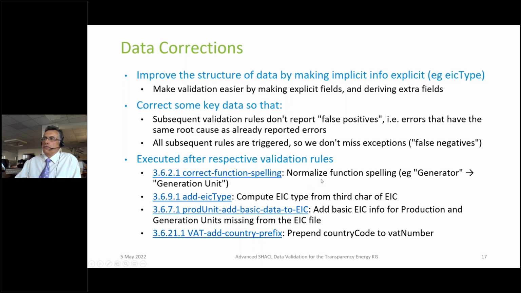Basically, if the function of a resource is not spelled correctly or consistently, for example, there is a number that are called generator, but the right function name is generation unit. And then explication of the EIC type, addition of basic EIC info to production units that are missing from the EIC file, and so on.